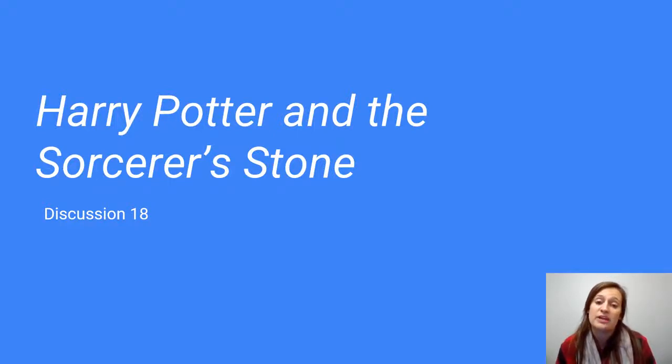Welcome to discussion number 18, where we'll be discussing chapters 10 through the end of Harry Potter and the Sorcerer's Stone. This time around, we're going to be focusing on specific literary elements within the text, so make sure that you have downloaded the handout that is directly below this video to help you follow along, and it might be helpful for you to take some notes on this as well as we go through.